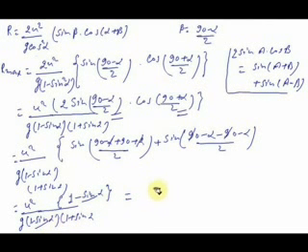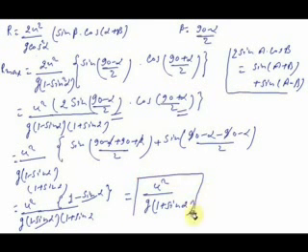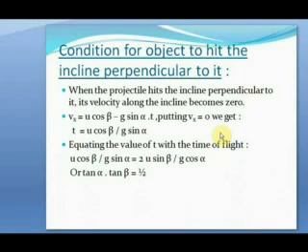So we can cancel out 1 minus sin alpha. So finally we are left with u square by g into 1 plus sin alpha. So this is the value of maximum range of a projectile which is projected along an inclined plane, inclined at an angle alpha. So this is our R max.